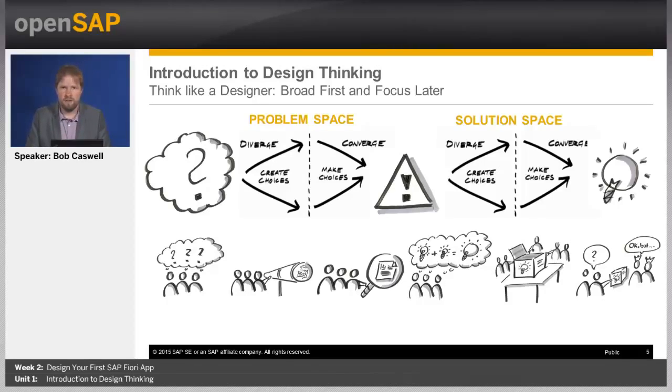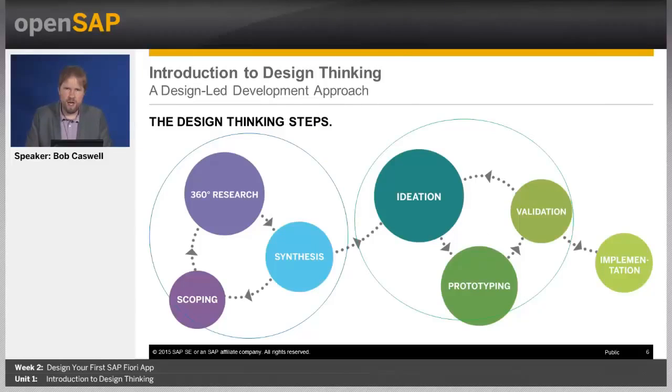So I know this is sounding a bit abstract at this point, but it's important for you to be very aware of this methodology before we go into some specifics. In Unit 3 of this week, we'll go through an example of this process within the context of Fiori. For now, just know that the problem space and the solution space both are equally important and require you to diverge or create choices and then converge or make choices. So here's another view of the design thinking process. Notice the two broad categories represented by the two large circles.